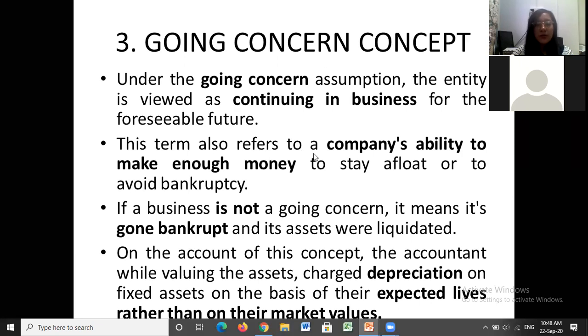This term also refers to a company's ability to make enough money to stay afloat or to avoid bankruptcy. If a business is not a going concern, it means it has gone bankrupt and its assets were liquidated. Okay, I will explain the basics of going concern.